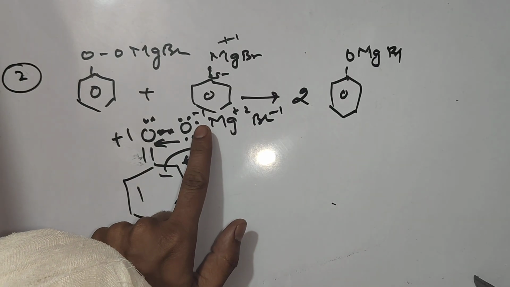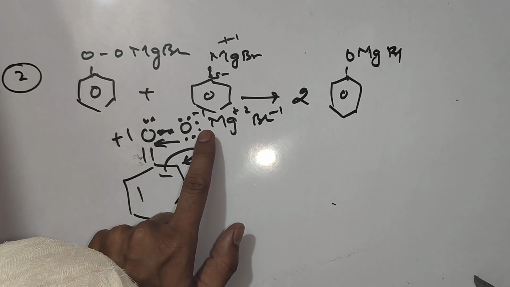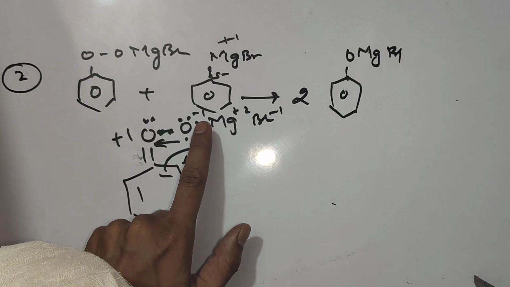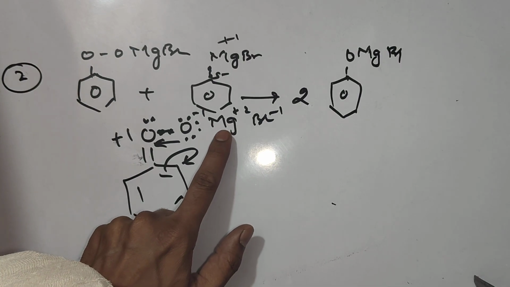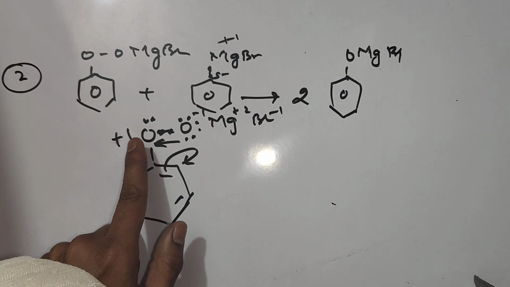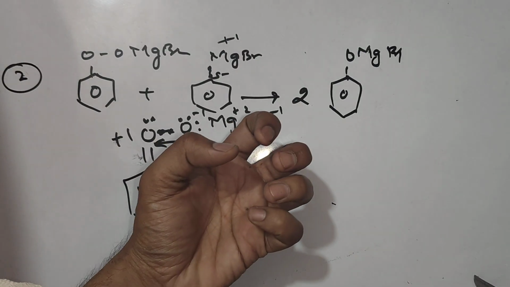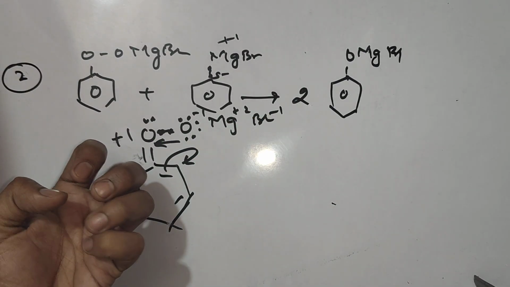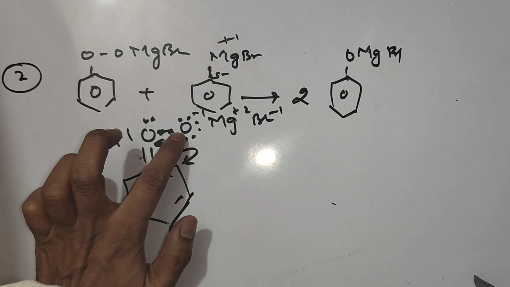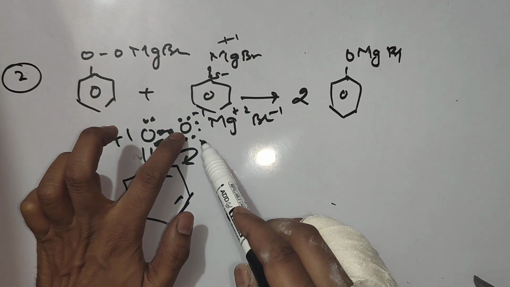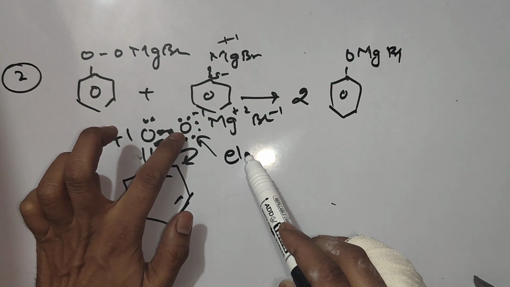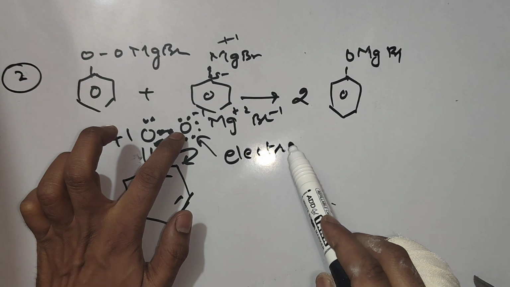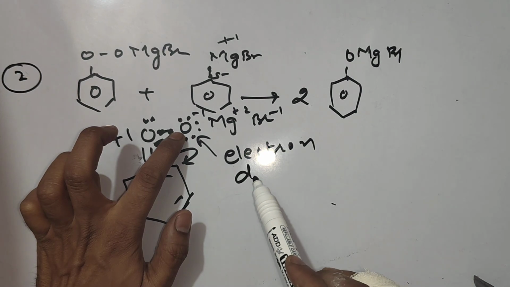No doubt this oxygen is carrying lone pairs, 3 lone pairs, and a -1 charge is there, but that -1 charge is stabilizing this magnesium also. And its neighbor oxygen, due to the +1 charge, is attracting electron density toward itself. That's why this terminal oxygen, this outer oxygen, will be electron deficient, meaning it has a shortage of electrons.